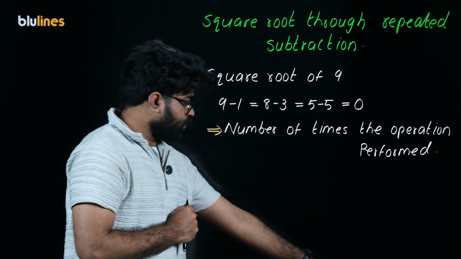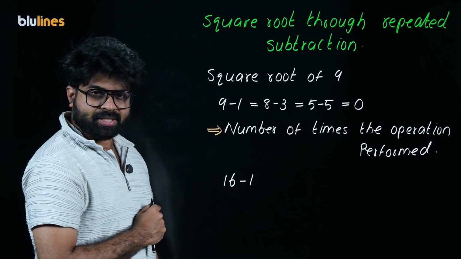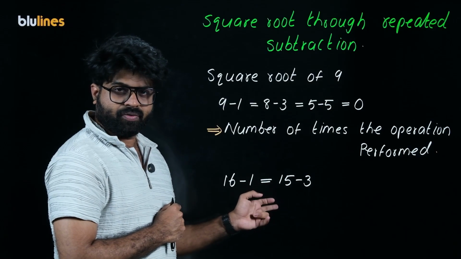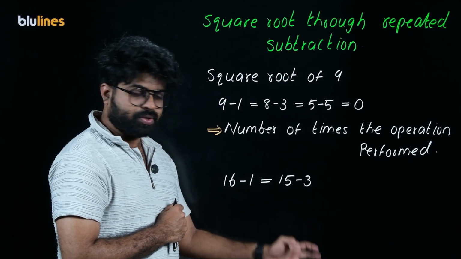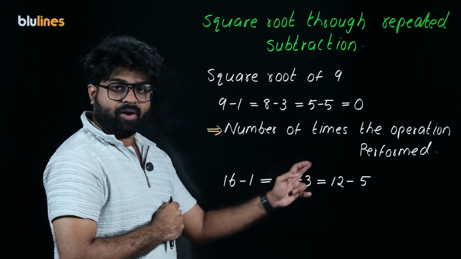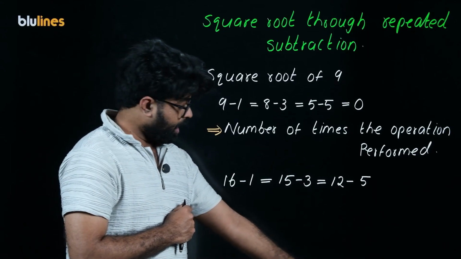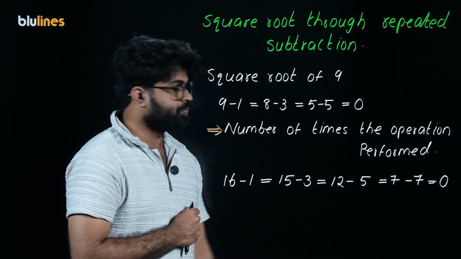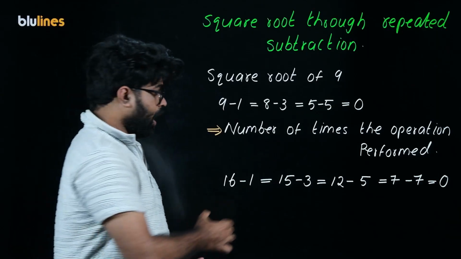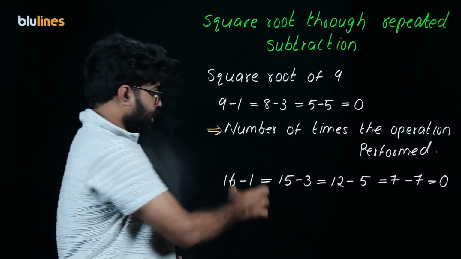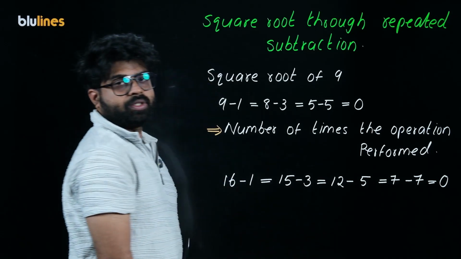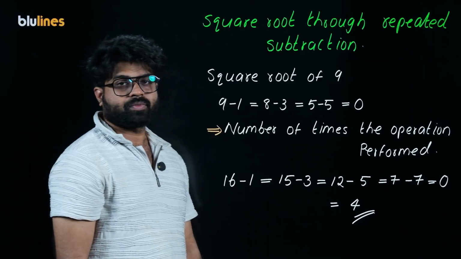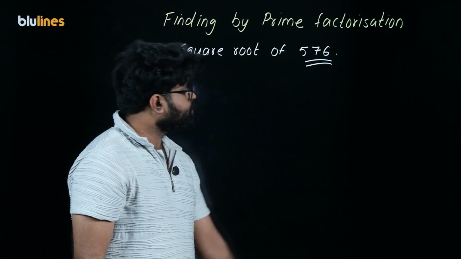Now similarly, we go for the next one, which is 16. So 16 minus 1 is equal to 15. Next, our next consecutive odd number, after 1 we have 3. So 15 minus 3 is equal to 12. In the next one, after 3 we have 5. So 12 minus 5 is equal to 7. And after 5 we have 7 as our odd number. So 7 minus 7 is equal to 0. Now, how many times have we performed the operation? Here it is 1, 2, 3, 4. So the square root of 16 is equal to 4.